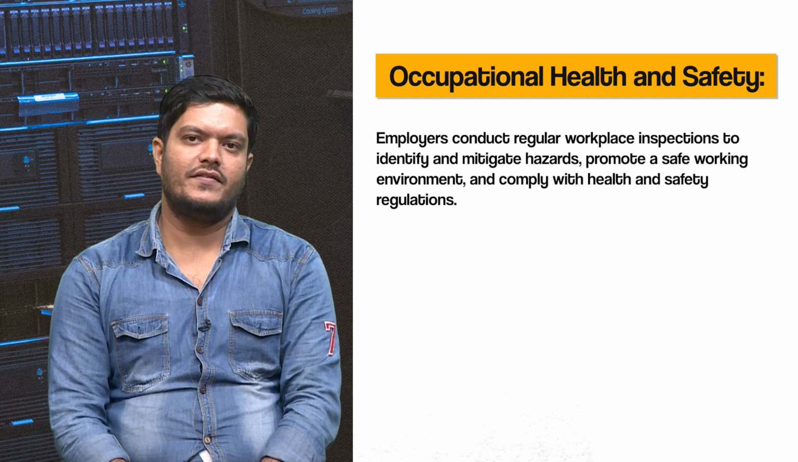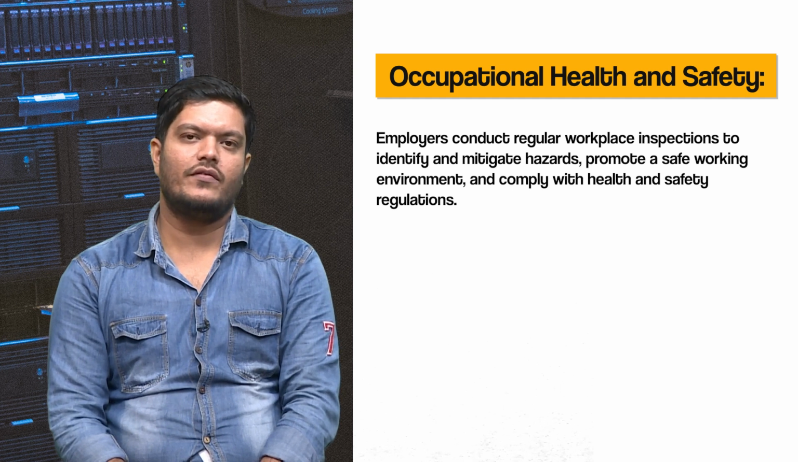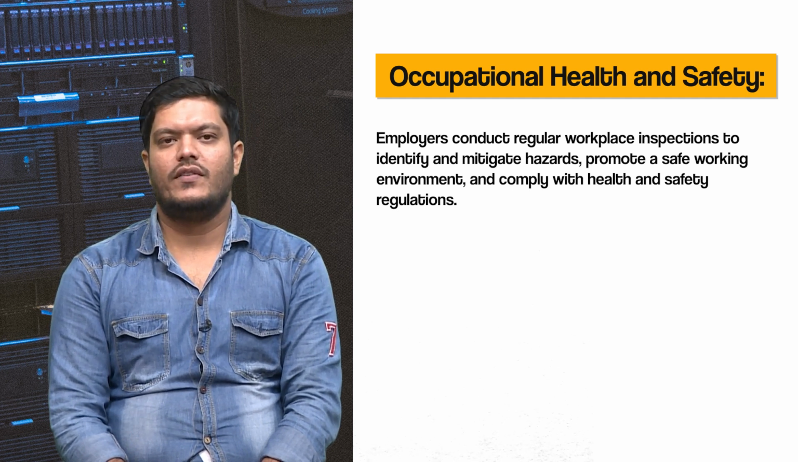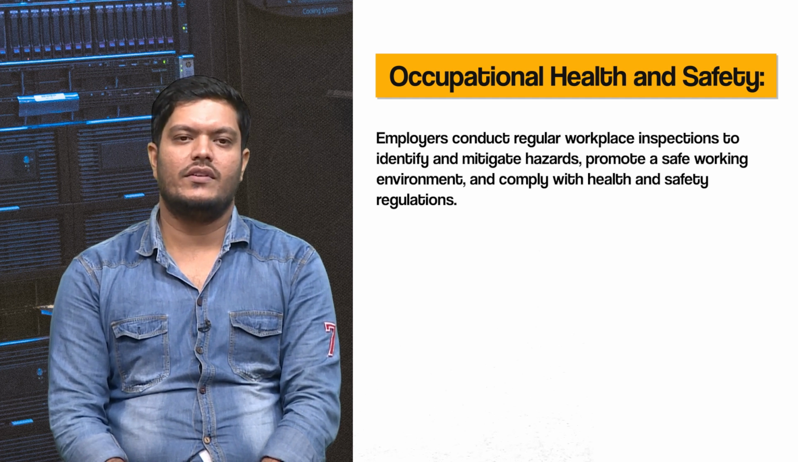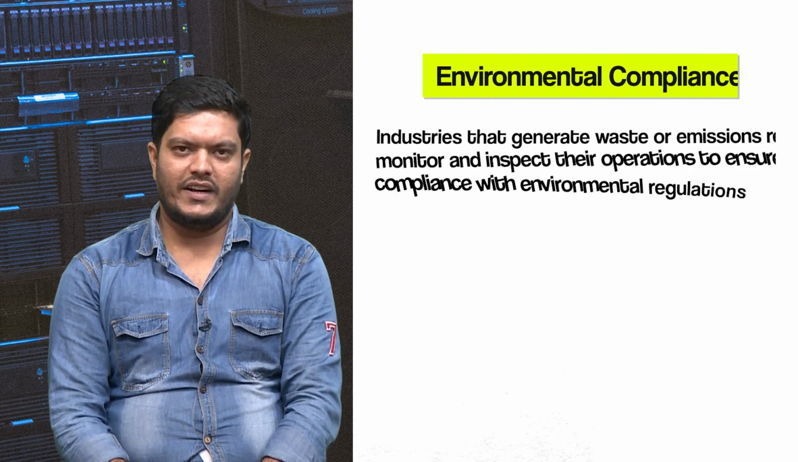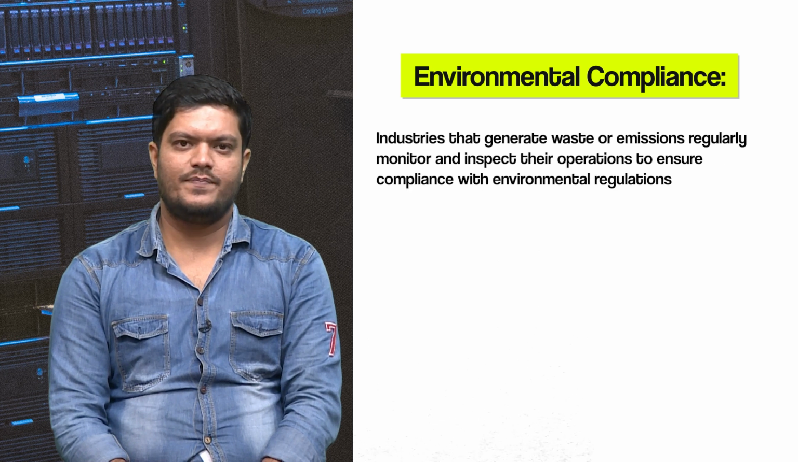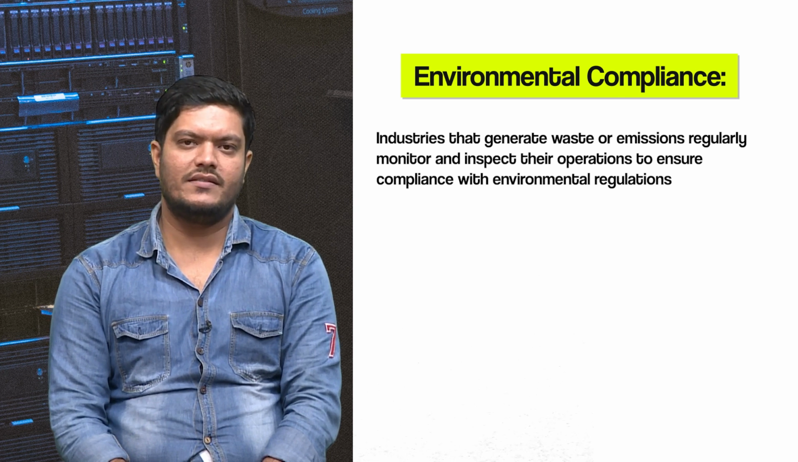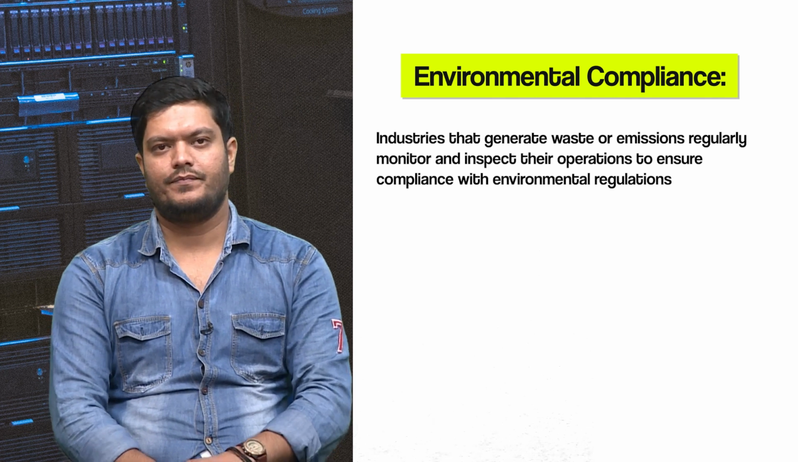Occupational health and safety. Employers conduct regular workplace inspections to identify and mitigate hazards, promote a safe working environment, and comply with health and safety regulations. Environmental compliance. Industries that generate waste or emissions regularly monitor and inspect their operations to ensure compliance with environmental regulations.